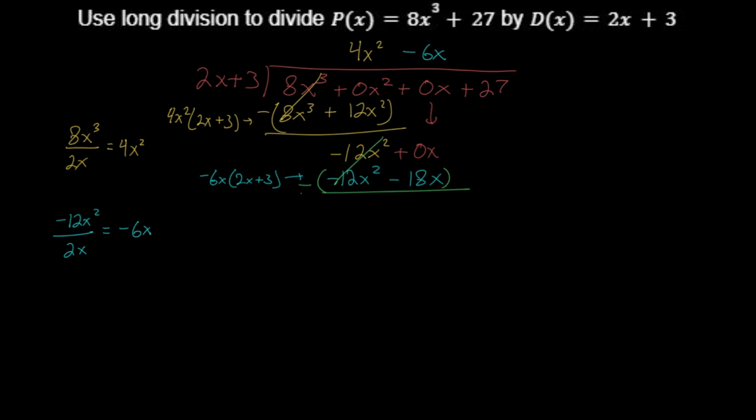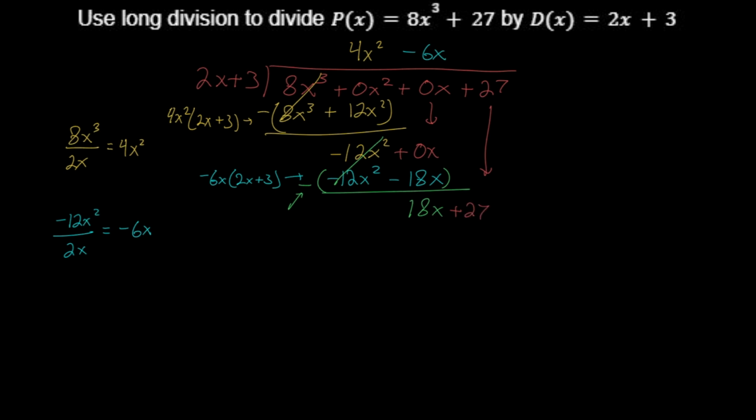So they're going to cancel out. And then we have 0 minus negative 18. The double negative makes it really plus 18. So 0 plus 18 is 18x. Be careful of double negatives as you're going down through this process. We'll next drop our next term down, the plus 27.